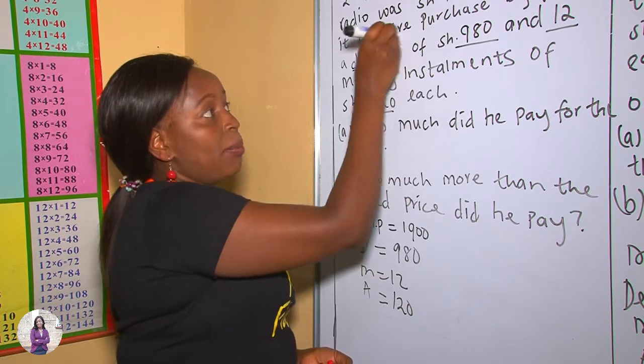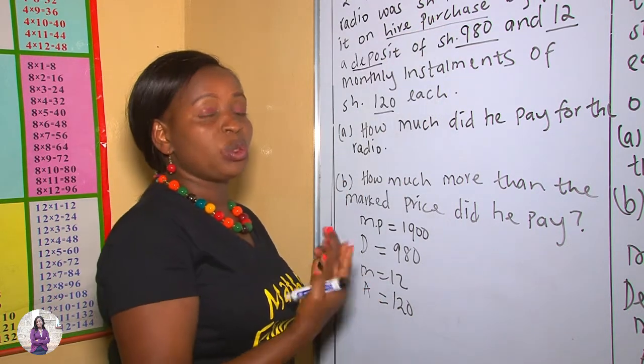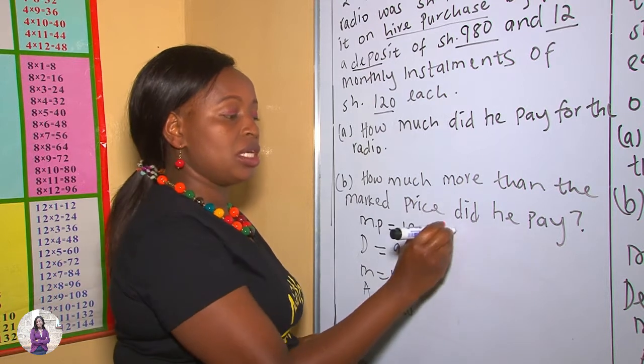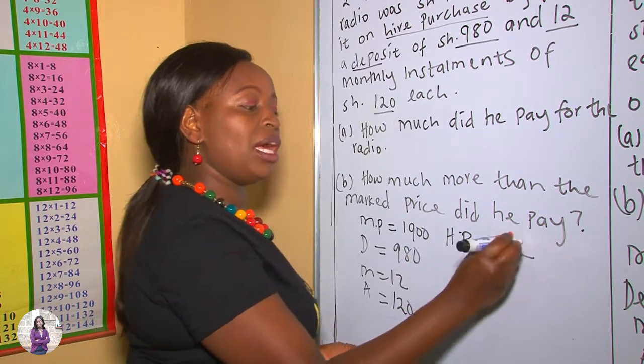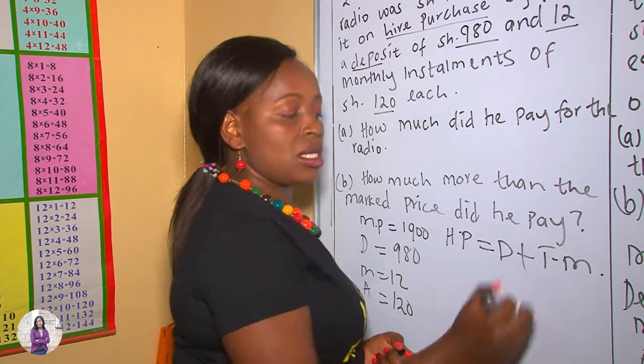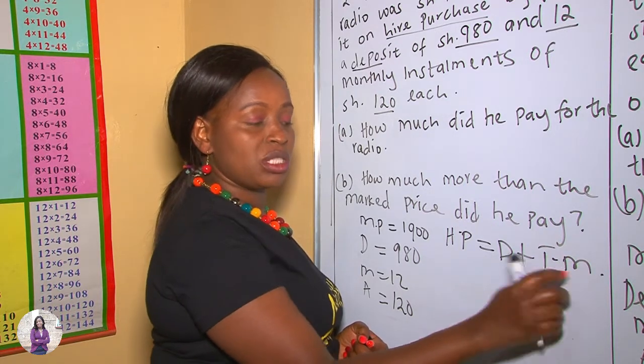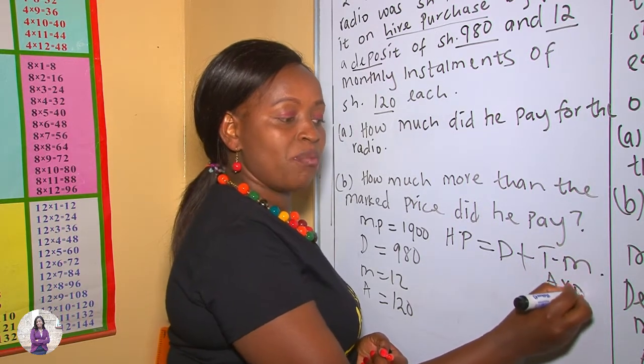Remember, he's buying it on hire purchase. In other words, we're being asked, what was the hire purchase? And we are saying hire purchase is equal to deposit plus total monthly installments. And how do we get the total monthly installments? We say amount times number of months.